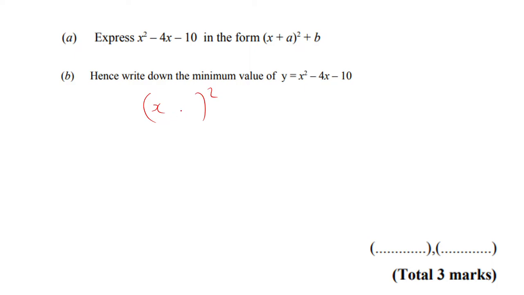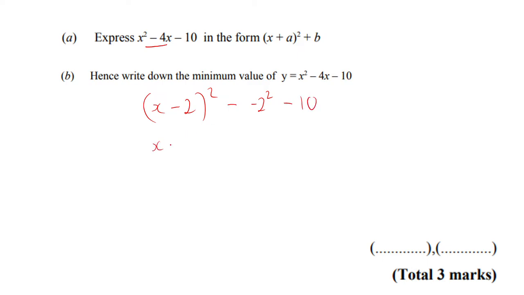Now this number here would be half of the coefficient of x, so half of minus 4, so it'll be minus 2. Outside the bracket, we take the number inside the bracket, so minus 2, and we square it and then subtract it. So it'll be subtract negative 2 squared, and then add in the minus 10 as well.